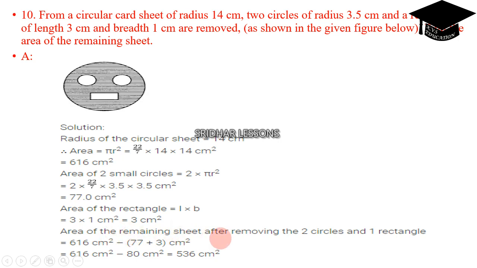Area of the remaining sheet after removing the two circles and one rectangle is equal to 616 centimeters square minus of 77 plus 3 centimeters square. That means 616 minus 80, which is equal to 536 centimeters square.